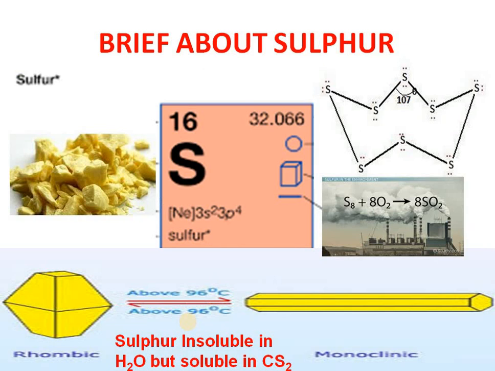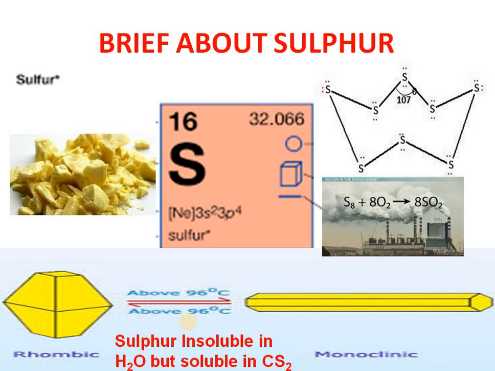As you can see, the color is yellow. Atomic number 16, atomic mass 32. As you see, the structure is like a crown, and sulfur can be oxidized to sulfur dioxide. You know that sulfur dioxide is one of the components of acid rain. There are different forms of sulfur, as you see from the page, rhombic and monoclinic, and temperature variation may transit the two allotropes. Sulfur is basically insoluble in water but soluble in carbon disulfide, and it was known very long before because it was used for medicinal purposes and for fumigation also.